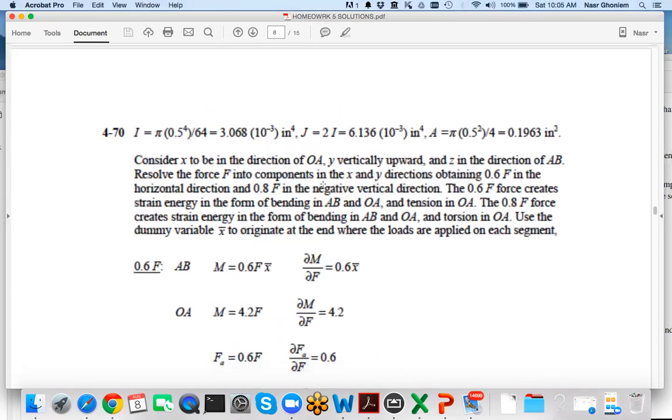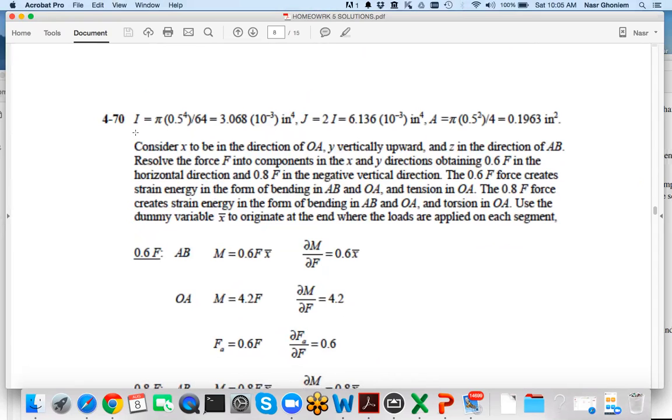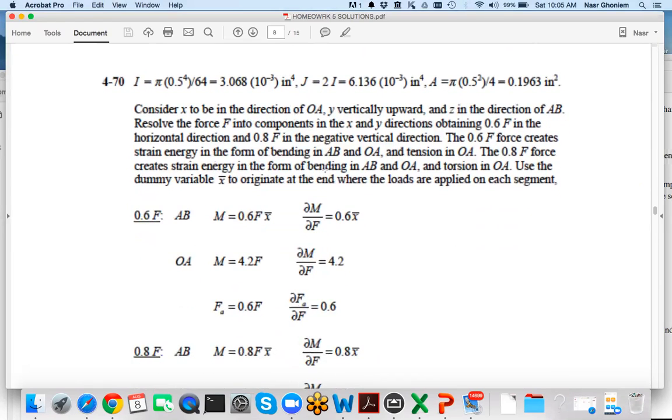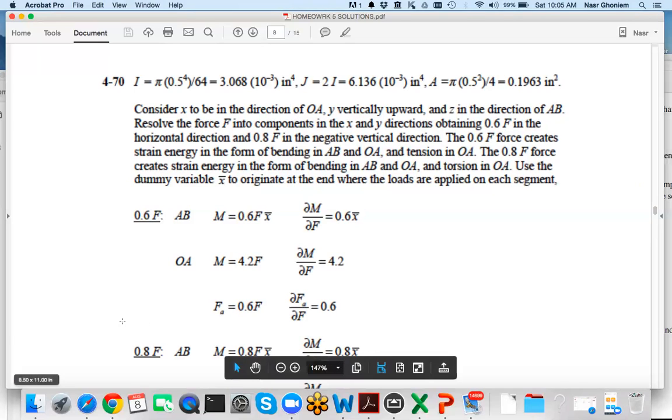So we compute the second moments of area. The polar moment of area for a solid circular section is twice the second moment of area. And then we start taking moments. The force is decomposed into one horizontal component and one vertical component: the vertical is 0.6 and the horizontal is 0.8.